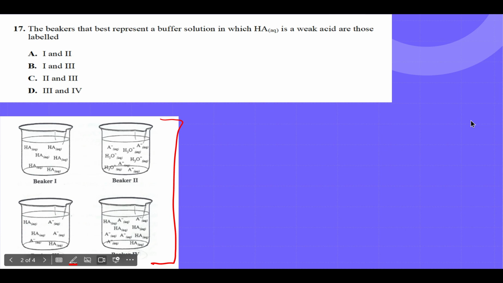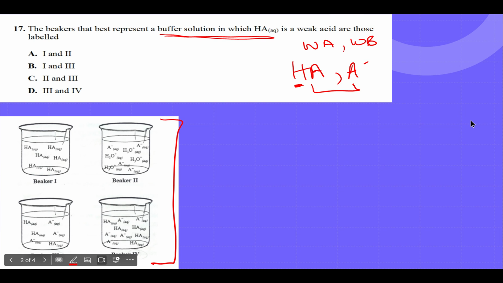In this question, it says that we have a beaker, and which one would best represent a buffer solution if HA is a weak acid. A buffer is always your weak acid and its conjugate base. So if HA is the weak acid and this hydrogen gets donated, then A negative would be our weak base. So our acid with its conjugate base makes the system.